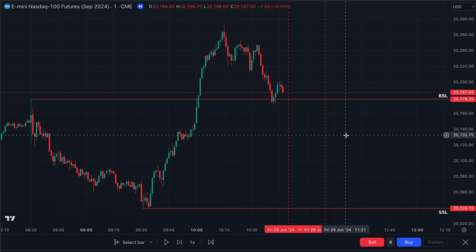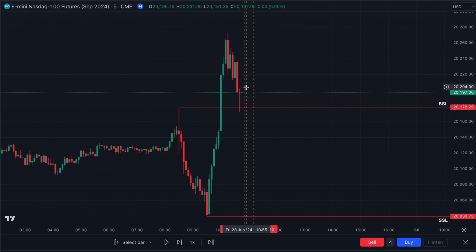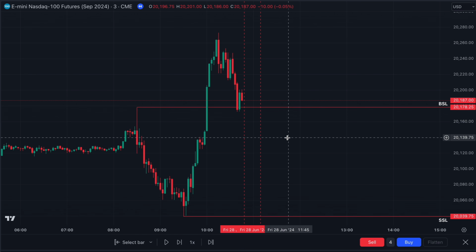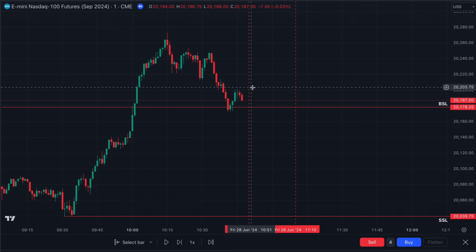And on the lower time frames, such as the 1 minute and the 2 minute, we also have a 5-minute bearish fair value gap with a displacement lower on the 5-minute time frame. We also have a 3-minute bearish gap here with a displacement lower. But on the lower time frame, on the 1 minute, we do not have a unicorn setup.